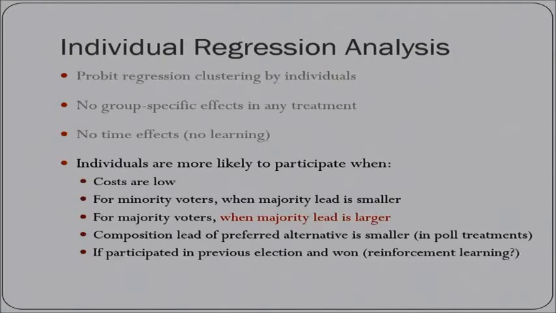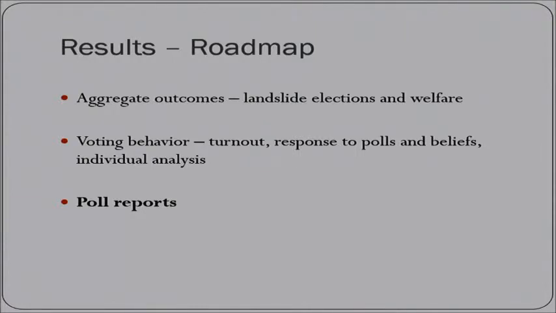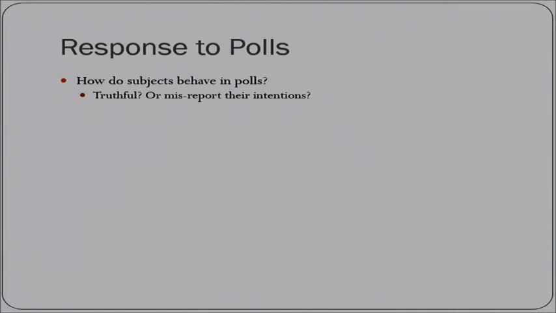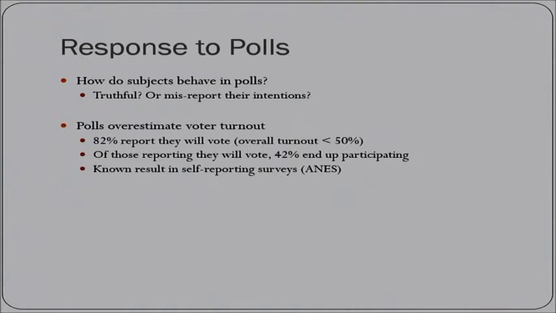All right, I'll skip the regression analysis, and I'll give you some results on the polls before concluding. So first of all, how do subjects behave in polls? This is something that's very hard to get at in data. You don't know the actual preferences of people, so it's very hard to know whether people are truthful or not in polls. So polls overestimate voter turnout. 82% report that they will vote, whereas the overall turnout is lower than 50%. And of those that report that they will vote, about 42% end up participating.